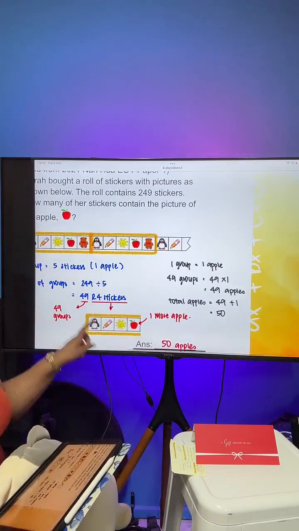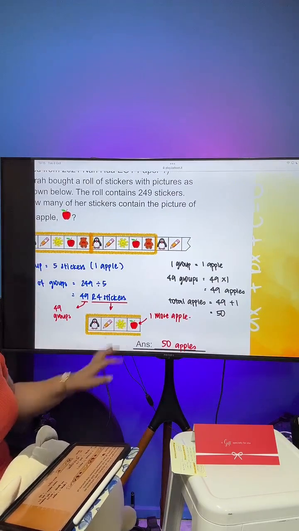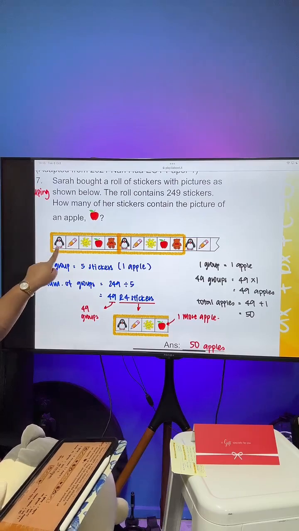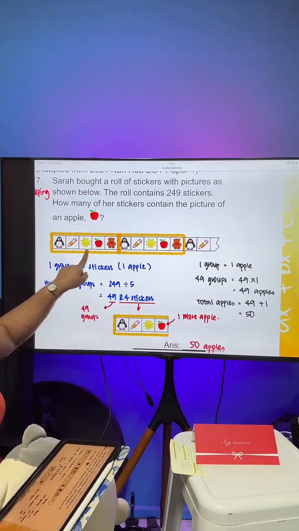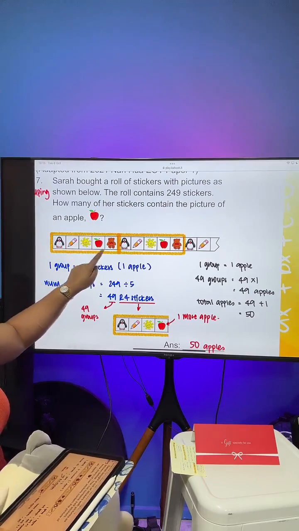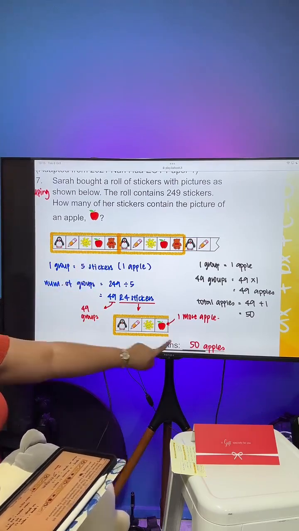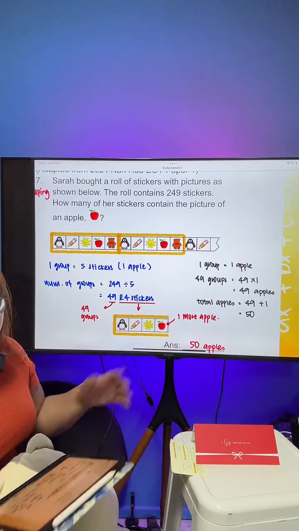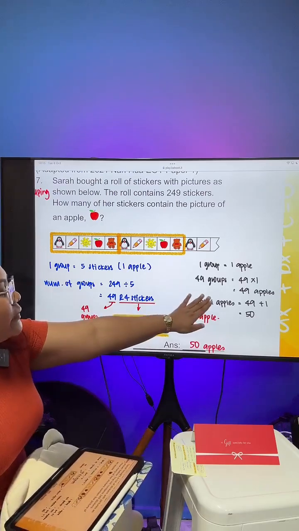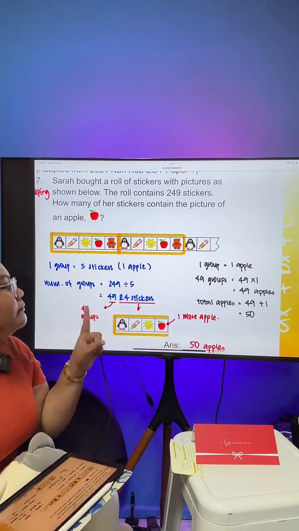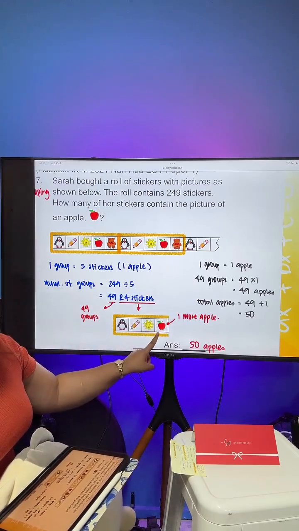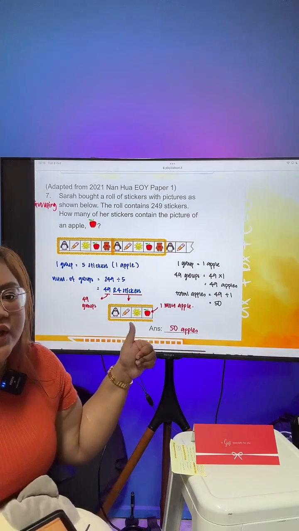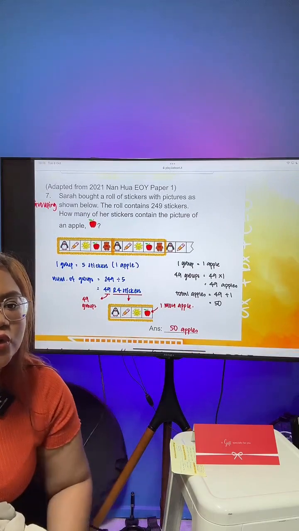But the problem is, the remainder is 4. And if you look at the group, if I have 4, that means I have the first one penguin, second one pencil, third one sun, fourth one apple. That means I'm missing a teddy bear only in my last group, which means, yes, I do have another apple. Therefore, the answer will be 49 apples in 49 groups, plus 1 more balanced apple in the remainder. And that is how we have 50 apples in total. Okay? 50 apples in total.